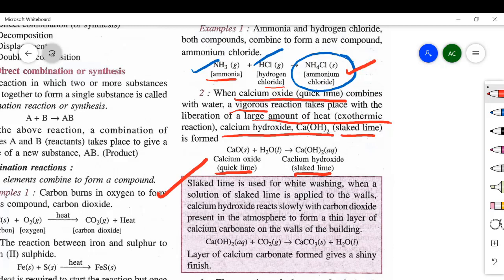Then calcium hydroxide reacts slowly with carbon dioxide present in the atmosphere to form a thin layer of calcium carbonate on the wall of the building, and this is the reaction. And this layer will be a shiny finish. That is why we use this as a coating on our walls sometimes before painting. Okay, so this will give a smooth finish.